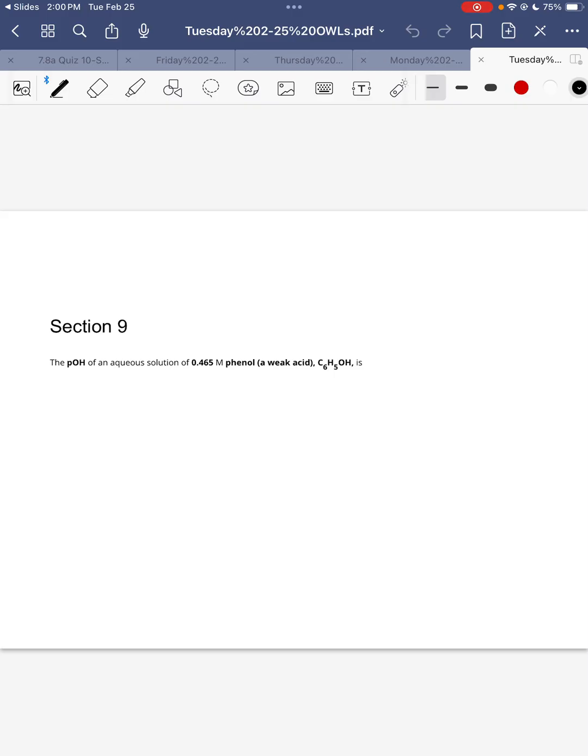So let's get started by writing an equilibrium expression for this weak acid. So we have an acid which exists already in solution. So we have C6H5OH plus water, and that's going to form an equilibrium. Since it tells us it's an acid, that means it's going to donate one of its H's. So it's going to look like this. And H2O is going to act as a base, and it's going to accept one and become the conjugate acid H3O+.